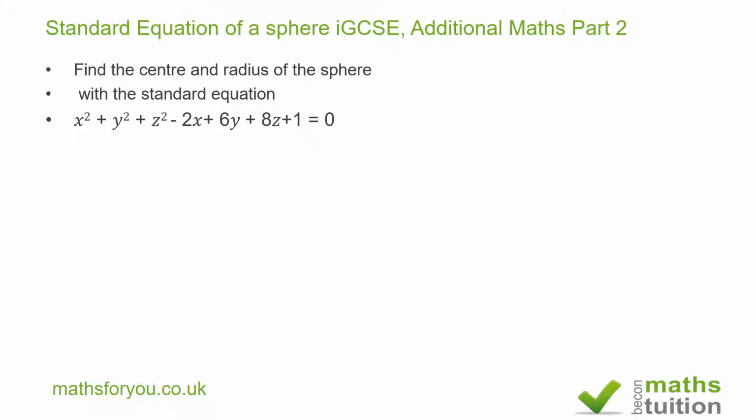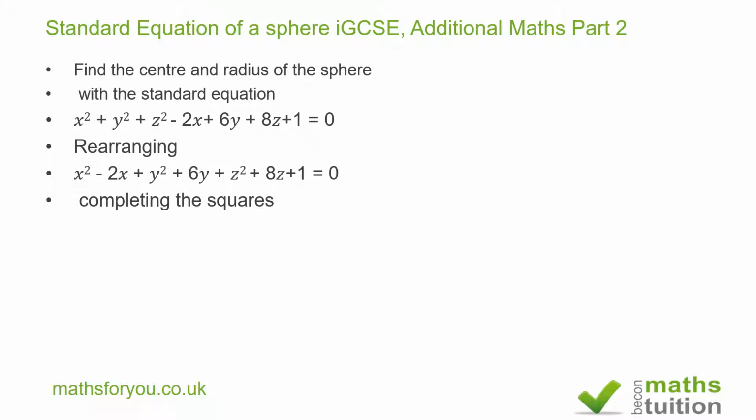If I now bring all the x's and the y's and the z's together, rearranging, we have x squared minus 2x plus y squared plus 6y plus z squared plus 8z plus 1 is equal to 0. Now we need to complete the squares. The trick here is to look at half the coefficients of each of the variables: half of 2, half of 6, and half of 8.